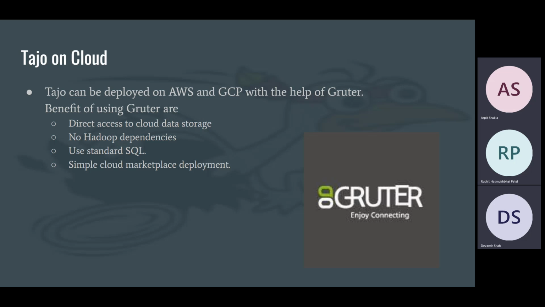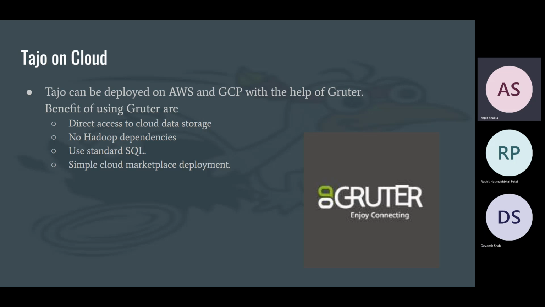So Tajo has very good support on cloud. It can be deployed on major platforms like AWS and GCP. For that, we have a third-party tool group called Grutter. Grutter specializes in Tajo deployment on these two cloud platforms, and it provides a service called TaaS, Tajo as a service, and we can use this service to deploy Tajo on these clouds.